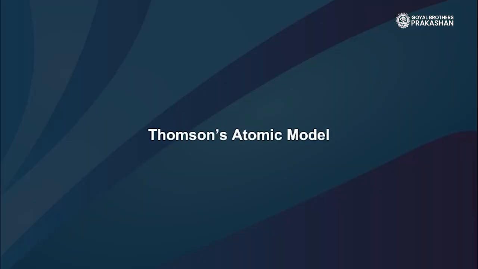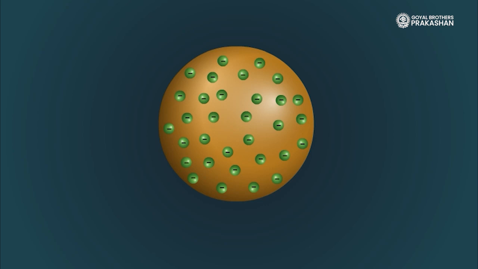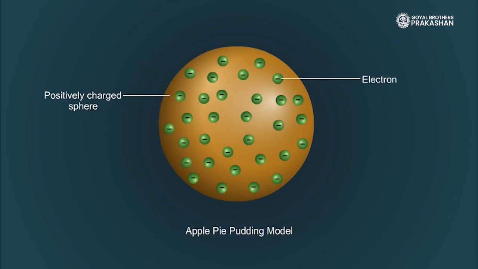Thomson's atomic model. With the discovery of electrons and protons, it was important to know how these particles are arranged within an atom. The atomic model proposed by J.J. Thomson at that time is called the apple pie pudding model. J.J. Thomson believed that an atom is made up of positively charged substance in the form of a sphere. Into this sphere are embedded electrons much the same way as the apples are embedded in an apple pie. Furthermore, the total positive charge of the sphere is equal to the total negative charge of the electrons, and hence the atom remained electrically neutral.